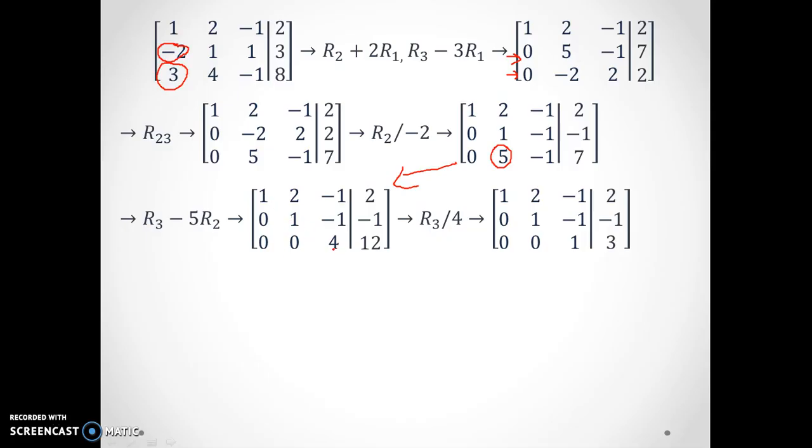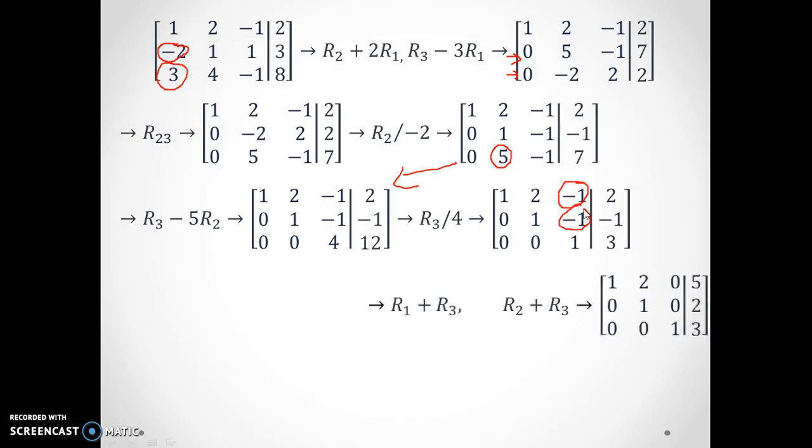Now the next task is to convert this to 1, and for that I'm going to use this particular row transformation, and you can see that I got this because 4 upon 4 is 1 and 12 upon 4 is 3. So I've got this matrix now. Now the next task is to convert these two entries to 0. So let us see how to do that.